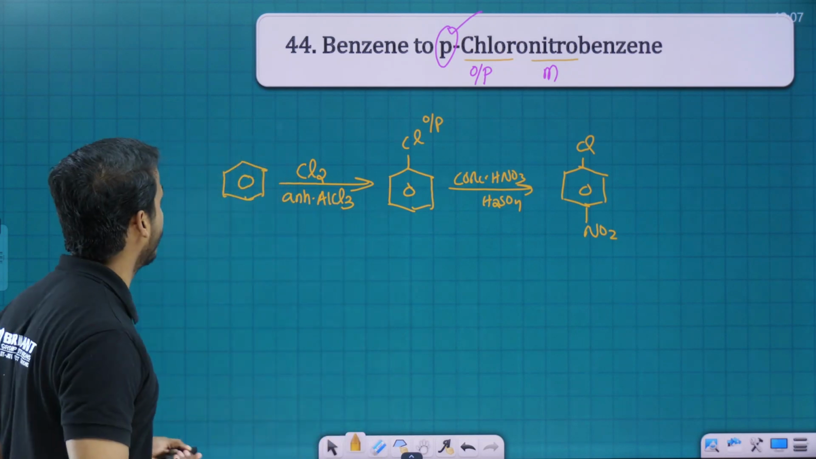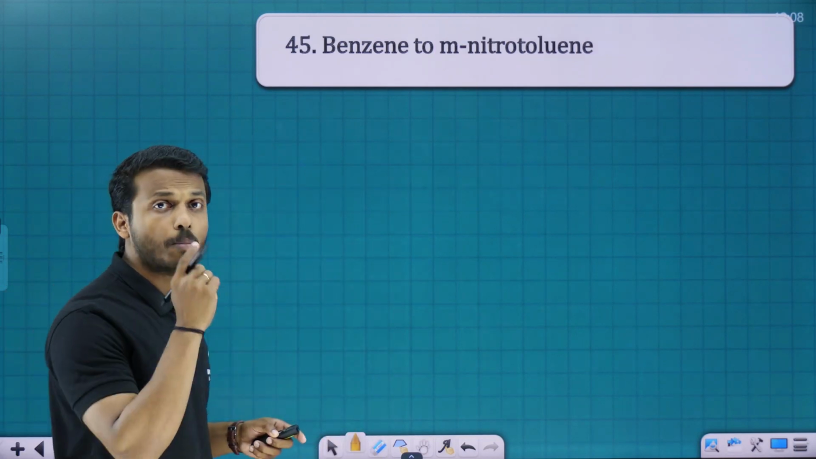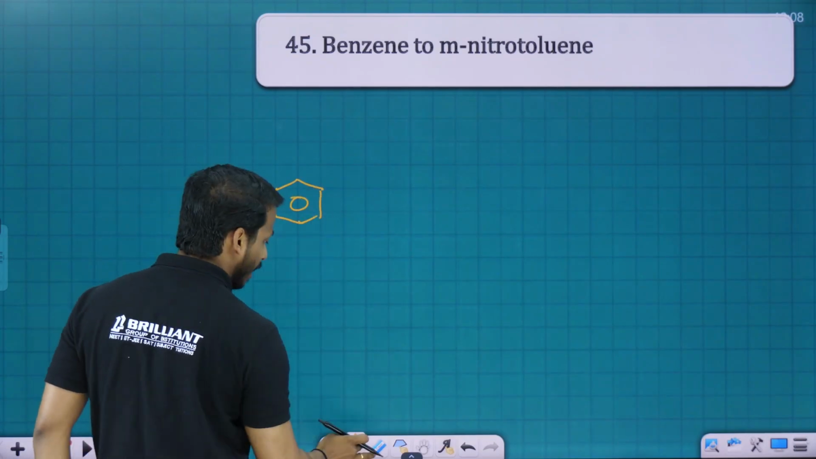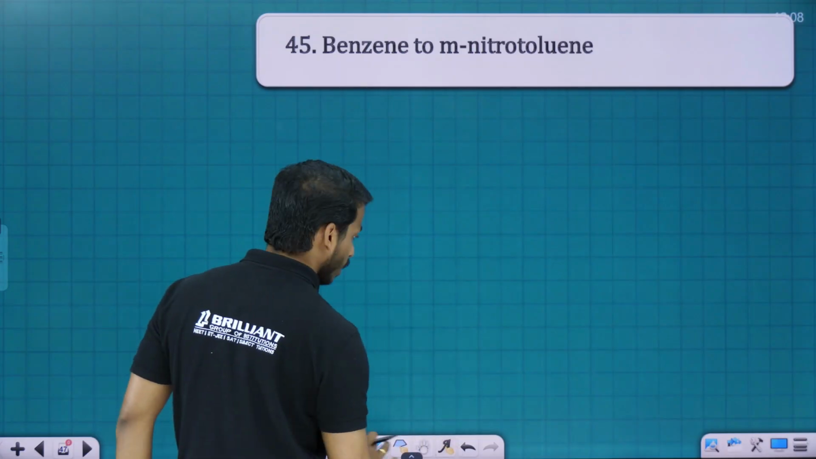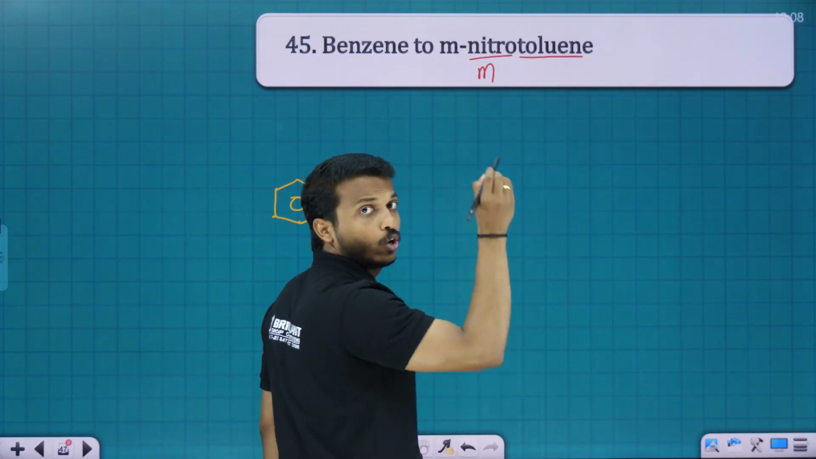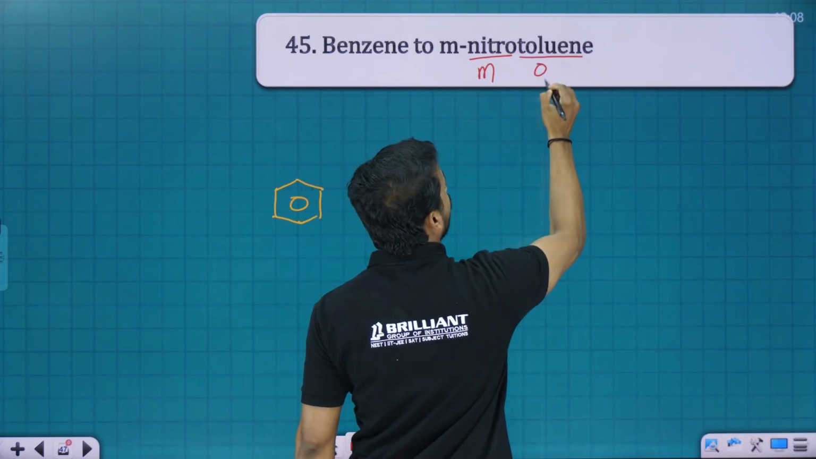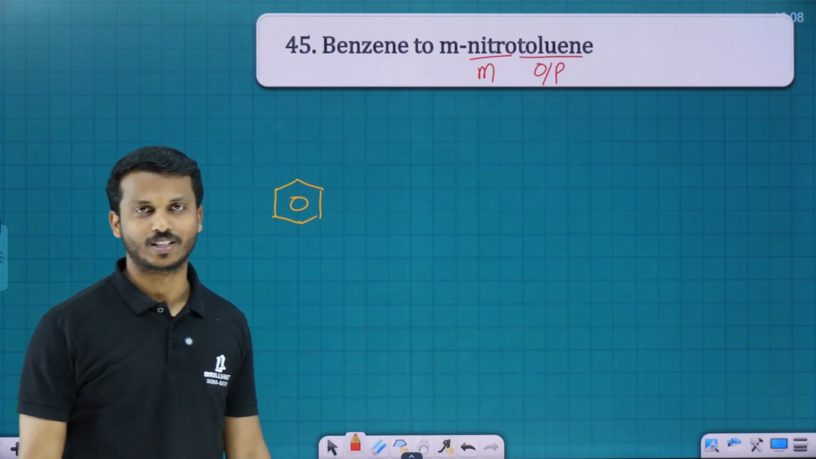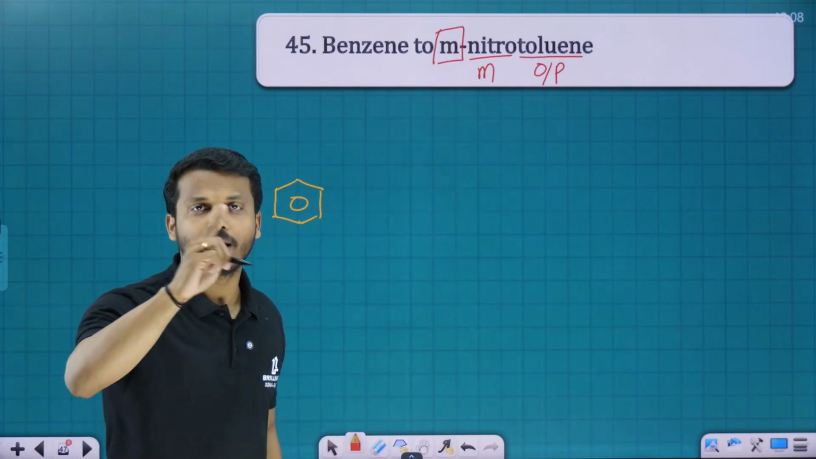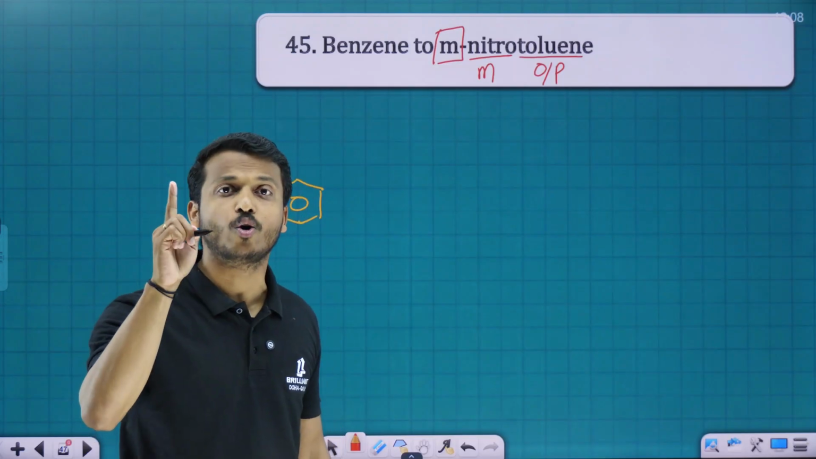I'll show you one more example. Convert benzene to meta-nitrotoluene. Here, nitro is meta-directing. Toluene means CH3, right? It's ortho-para directing. Which will you do first? You want a meta product, my dear. So the meta-directing group, add first.